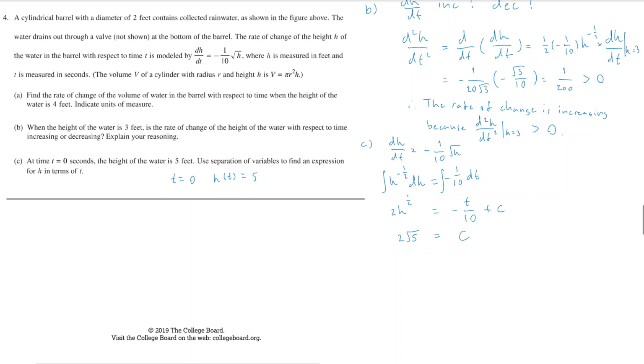Now we plug it back in, and solving for h alone, simply multiply both sides by 2. No, divide both sides by 2 and square it, so we get h, and we get this, and so h of t is t squared over 400 plus 5, and that's the answer.